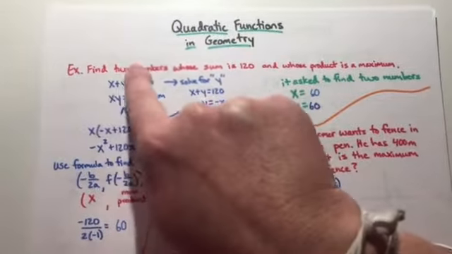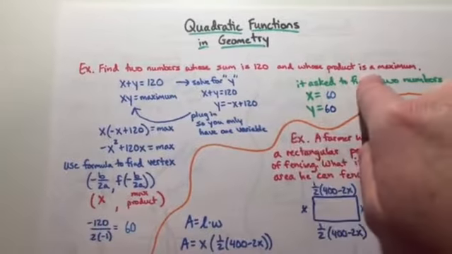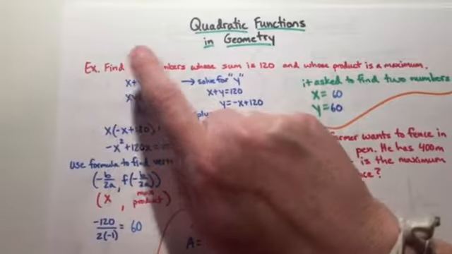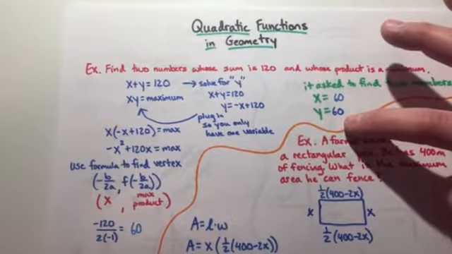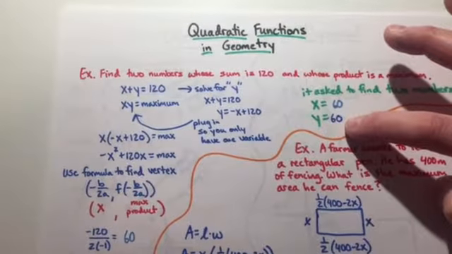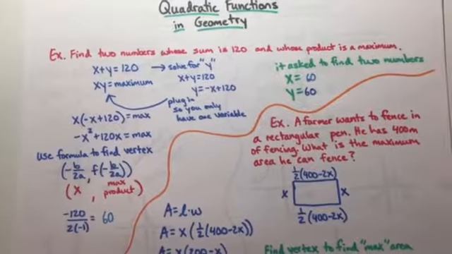Just notice in the beginning of the problem, it might be a good idea to write out what they want you to find. So this one just said find the two numbers. So now I've got x is 60, y is 60, which would make sense because if you multiply them, they do have a maximum product. And if you add them, they do equal 120.